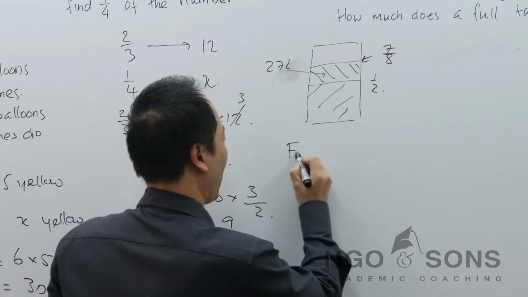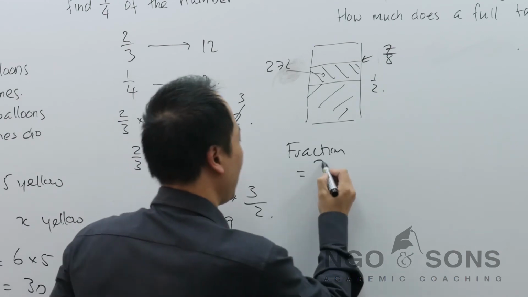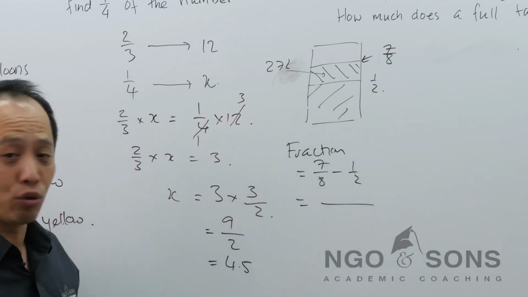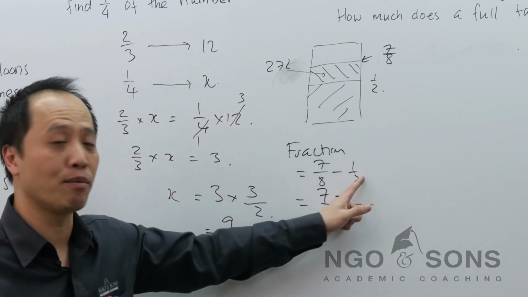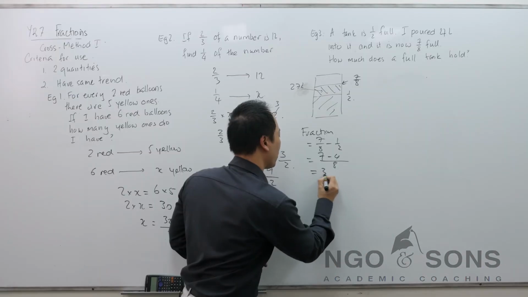So I'll write here for you. The fraction is equal to what? It's 7/8 minus a half, and I think we all know how to do that. We've got to do common denominator. So it's 8, that's 7, leave alone, that's a minus. What do you need to times 2 to get 8? 4. So 4 times 1 is 4, and you get 3/8.